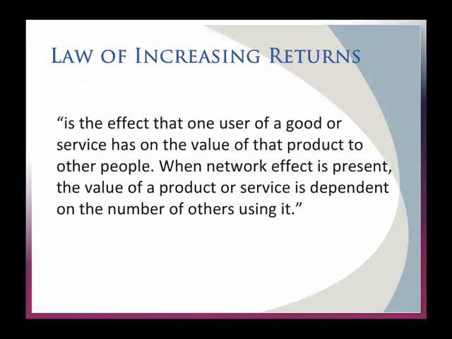Well, what the law actually says is that this is the effect that one user of a good or service has on the value of that product to other people. When network effect is present, the value of a product or service is dependent on the number of others using it. We're actually going to see something like this when we look at adoption curves in a future module. But the idea here is Microsoft Office is a great product, and if I was the only one who owned it, it would have value to me. I could produce documents, I could print things, I could build little databases, I could do things with it. It would have value to me.